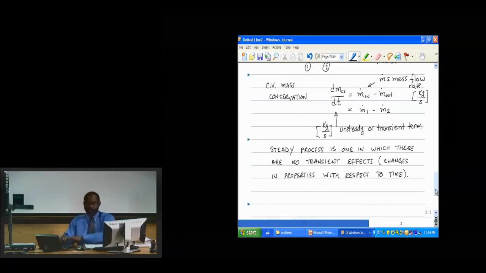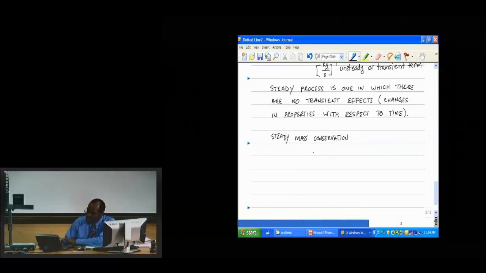Okay, so steady mass conservation for this problem would be that the mass flow rate in is equal to the mass flow rate out. And you say to yourself, boy, that's sort of a dumb result. Why do we need that for a fire class or a combustion class? And so here's an interesting use of this.